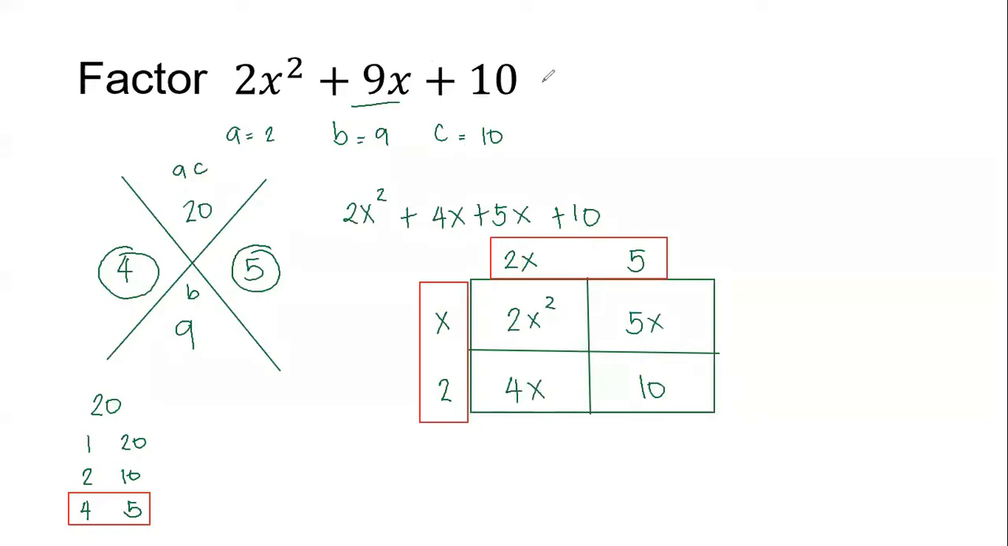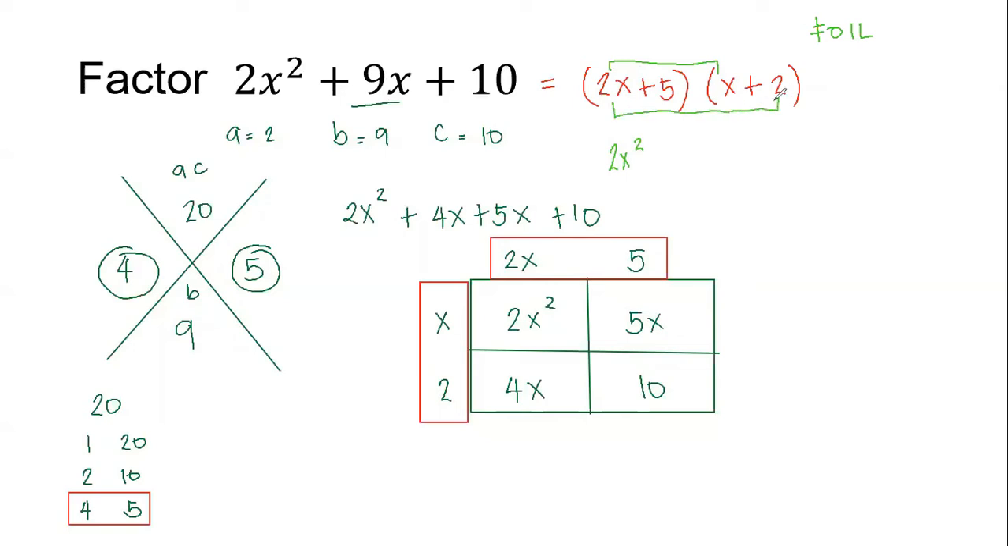So we write it as 2x plus 5 times x plus 2, since all of the terms are positive, right? If you want to check if your answer is correct, you could do the FOIL method. Remember, FOIL method: first, outer, inner, and last. We will just multiply the first terms, 2x times x. That would be 2x squared.